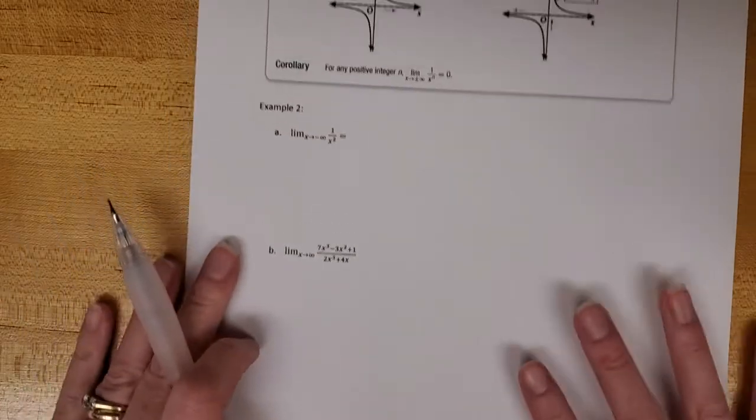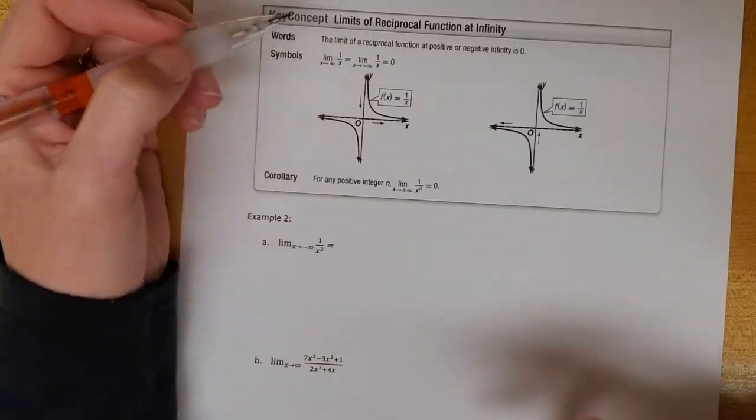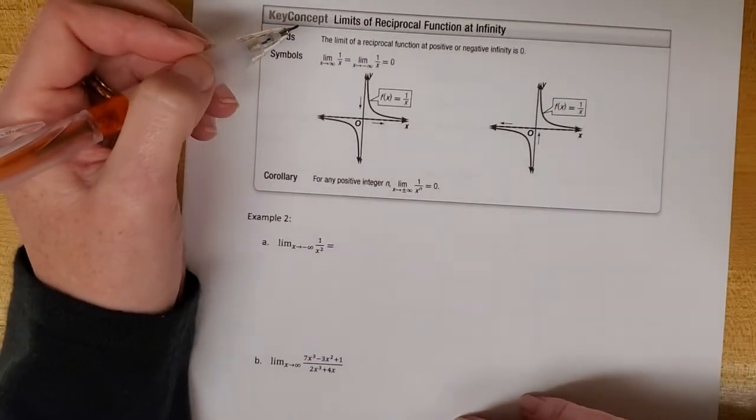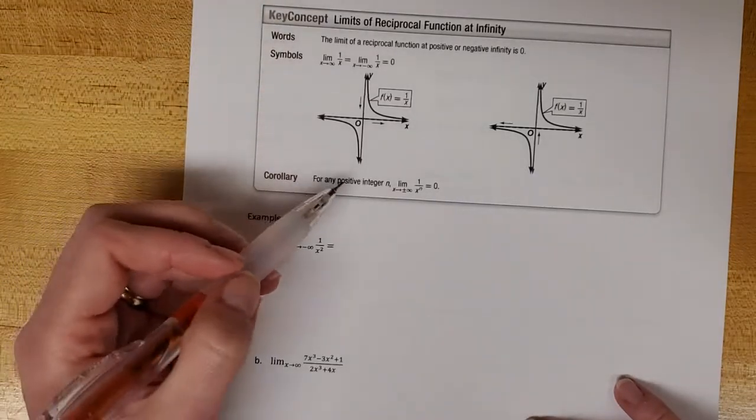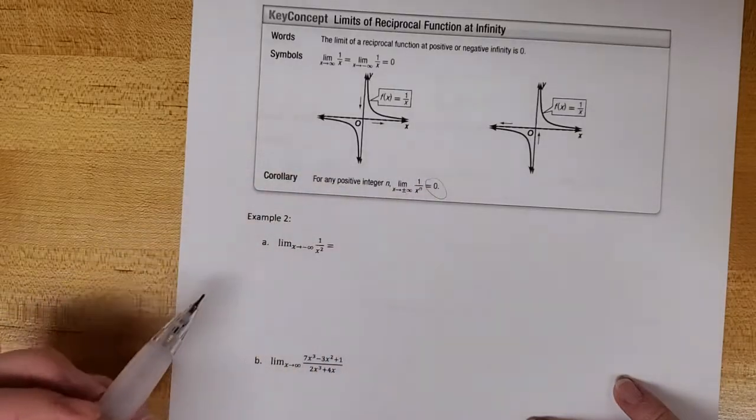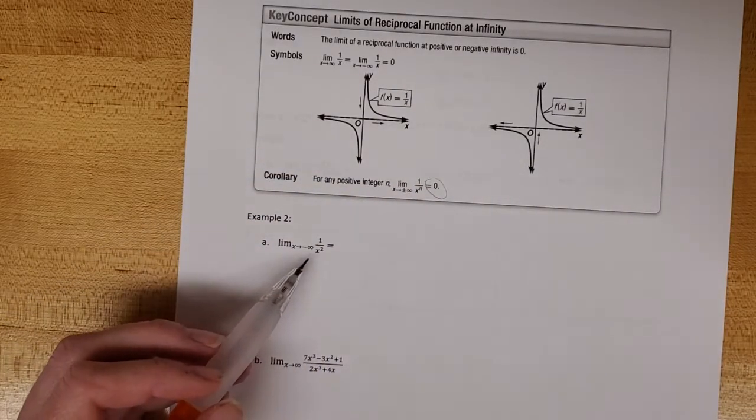Okay, so what happens if we get a reciprocal function? The reciprocal function is when we have 1 over x, the 1 on the top and then some x to any power on the bottom. Anytime you have a reciprocal function, the limit as it goes to positive and negative infinity is always going to equal 0. Okay, so that's the rule. So if we look at this one here, it doesn't matter what the degree is.